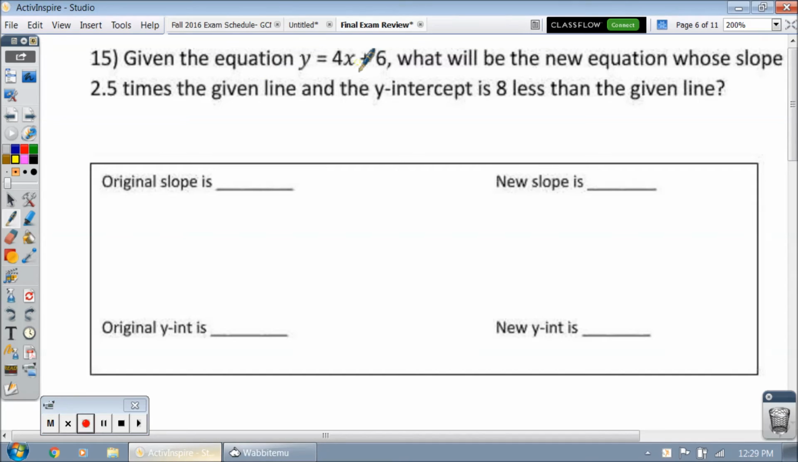15, given the equation y equals 4x plus 6, what will be the new equation whose slope is 2.5 times? So we're going to have an original slope, and we're going to multiply that by 2.5. And then it's going to have a y-intercept that is 8 less. So we're going to subtract 8 from whatever the original y-intercept is.